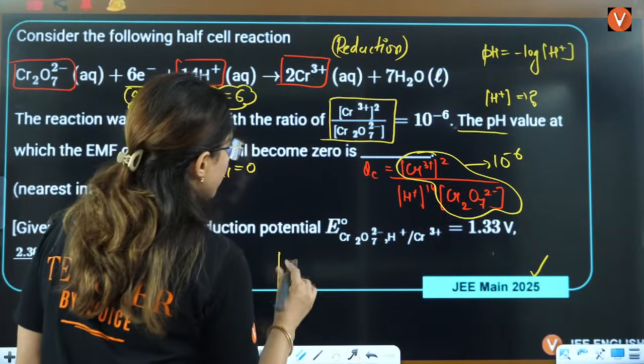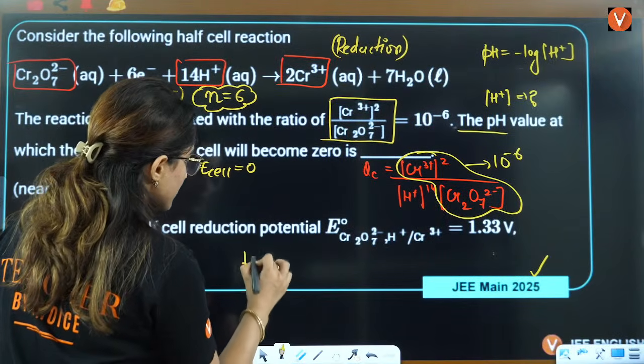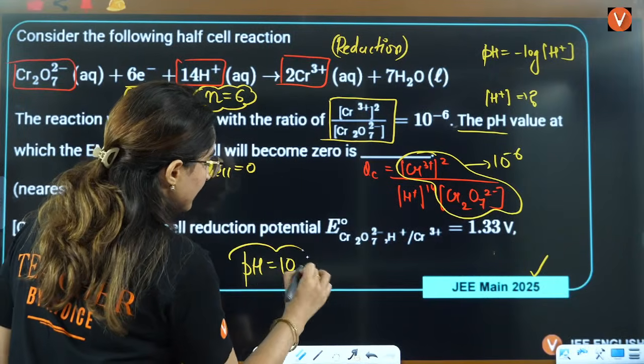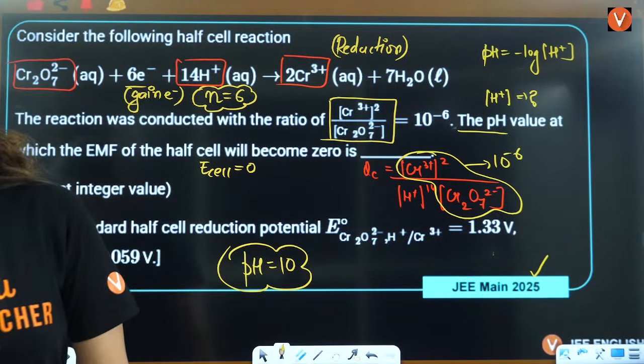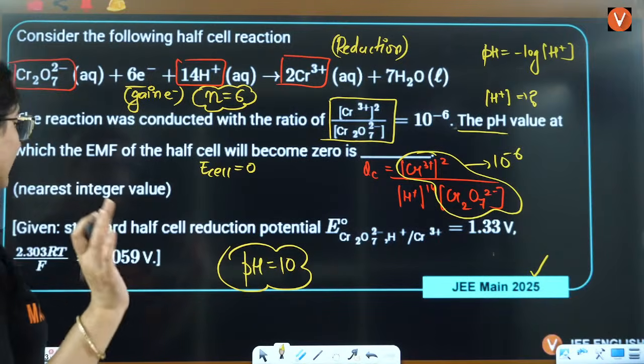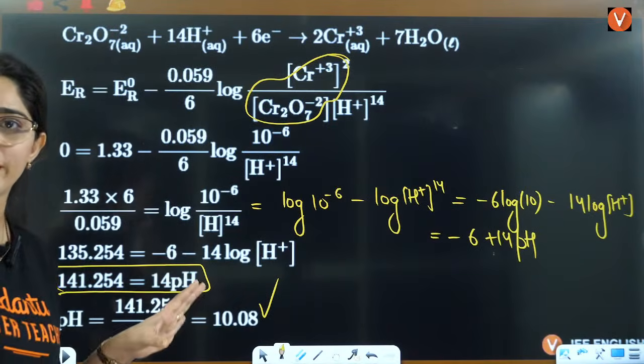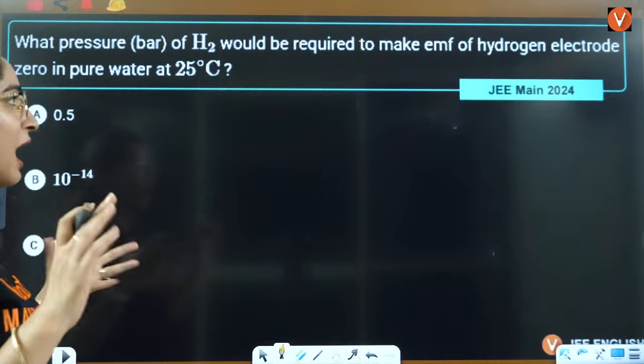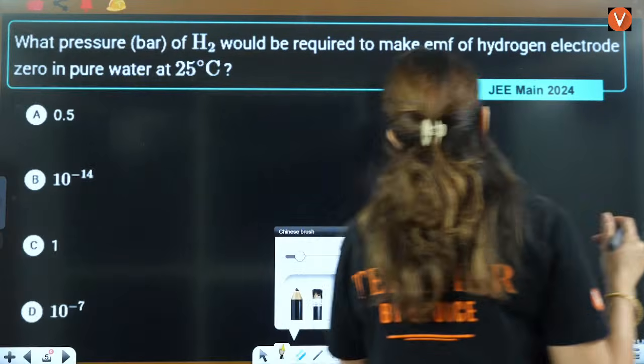So here the answer of pH value is going to be 10. Nearest integer is 10. Okay? Yes, everybody clear? That was an interesting question. See how they have related things, right? So you should be able to do that.